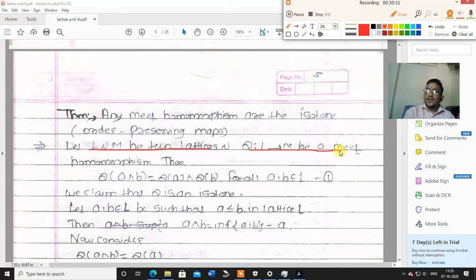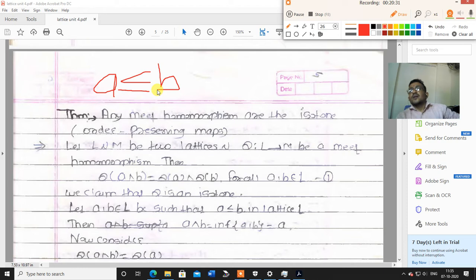So let L and M be two lattices and theta be a function from L to M which is a meet homomorphism. Then by definition of meet homomorphism, theta of A meet B is equal to theta of A meet theta of B for all the elements of lattice L. Call this equation 1. We claim that theta is isotone. By definition, whenever A is related to B, we must show theta of A is related to theta of B.